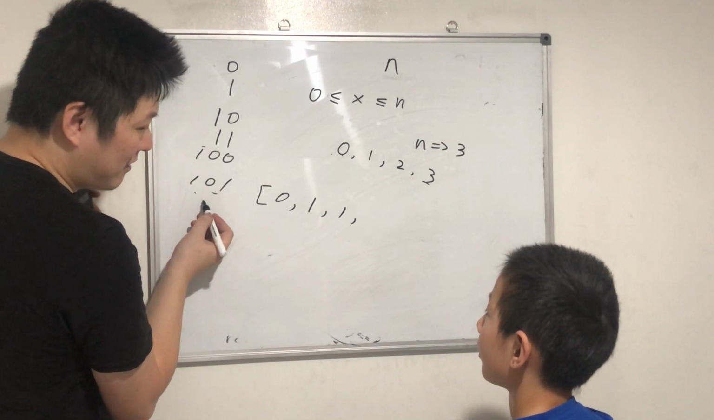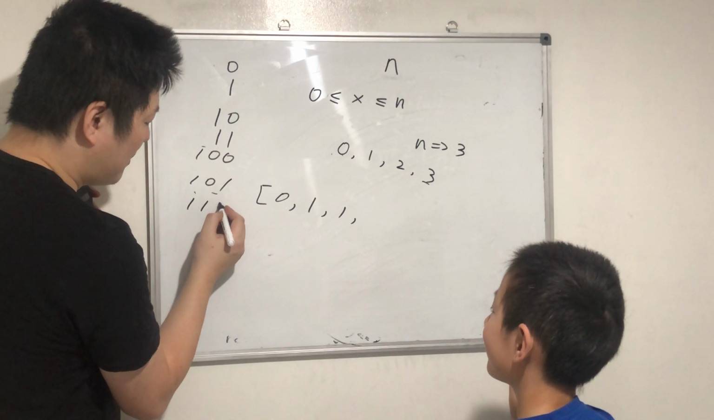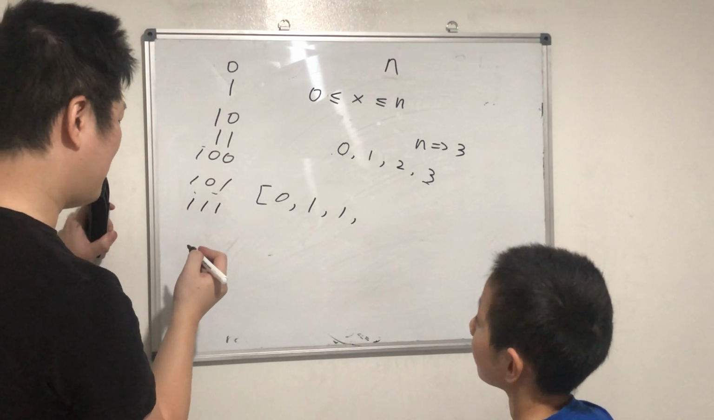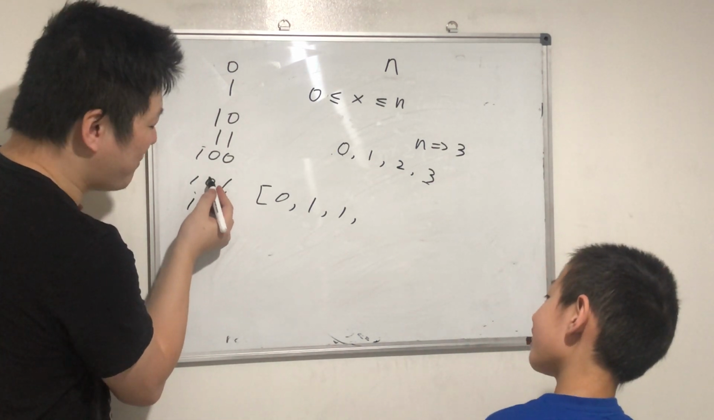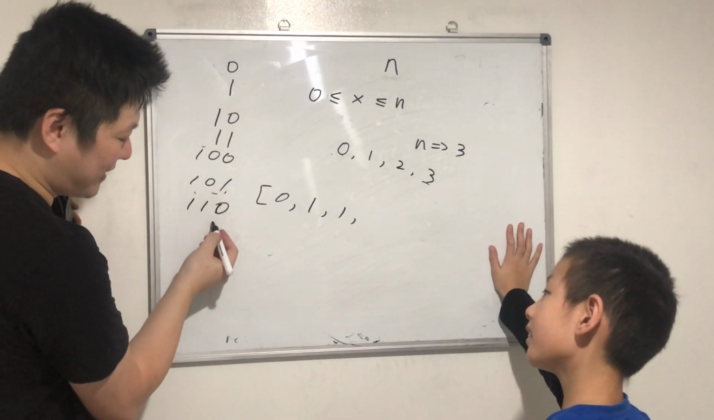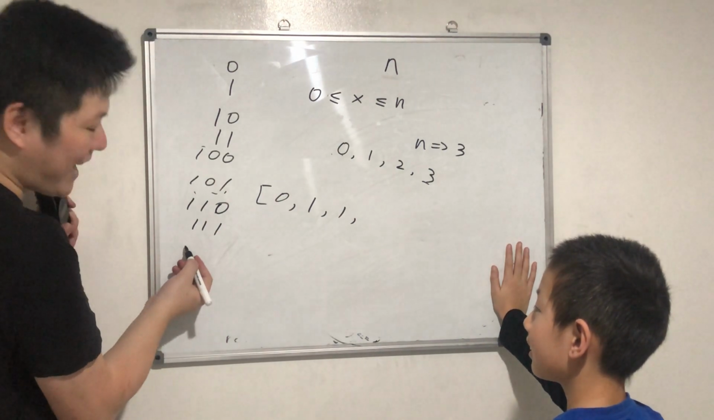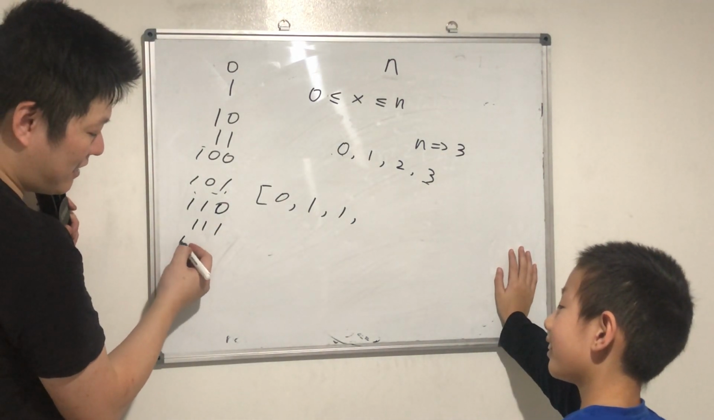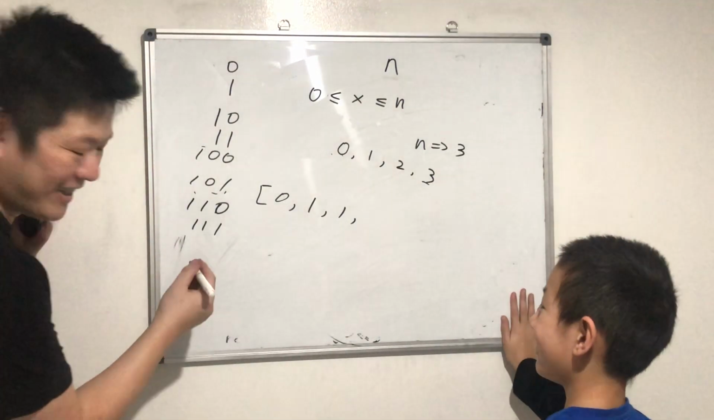What's next? 1, 1, 1. No, 1, 1, 0. Come on. You add the 1, and then you carry over, it'll be 1, and this becomes 0. And what's next? 1, 1, 1. Okay, and what's next? 1, 0, 1. No, 2 in binary. So 0, 0, 0.